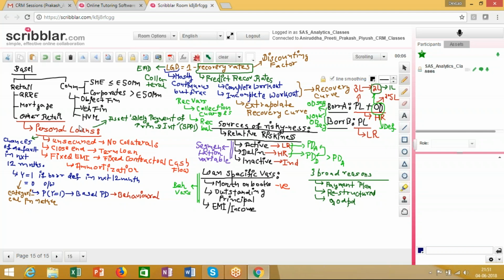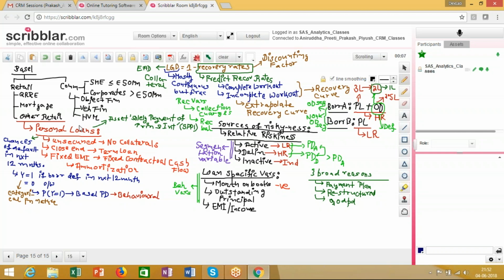In the last class we had laid down the framework for the PD model, the LGD model, and the EAD model. In today's discussion, we'll take up each of these models in greater depth, and we'll explore each of these models for each of these different kinds of products.